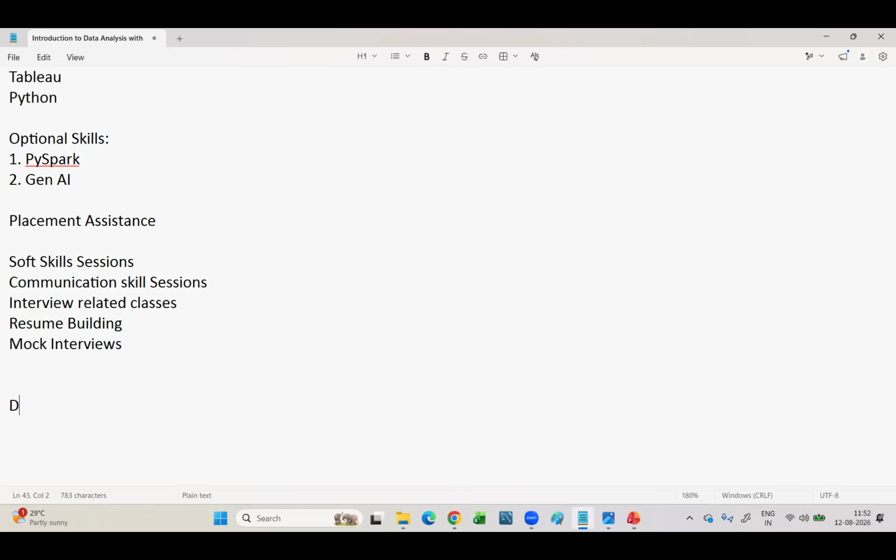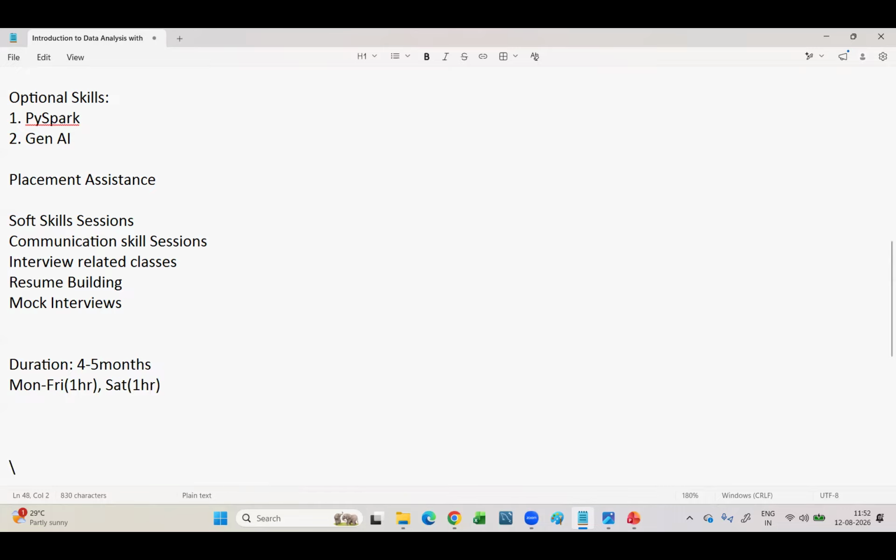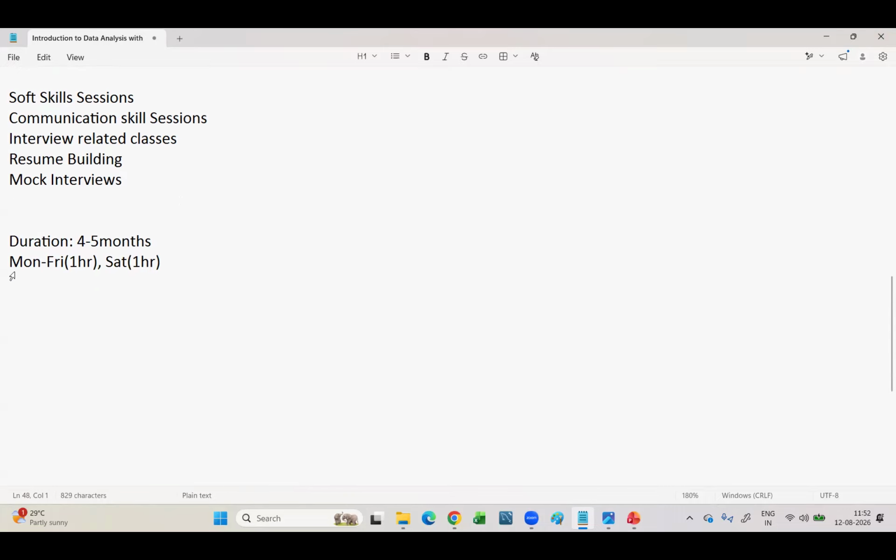So coming to the duration of this course, 4 to 5 months it will take to complete the course. And in these 4 to 5 months, classes will happen from Monday to Friday, daily 1 hour of class, and on Saturdays also we'll have 1 hour of class. The class timing for your batch is in the morning, 9 o'clock to 10 o'clock, in both offline and online. The classes will happen both offline and online, 9 to 10 o'clock.